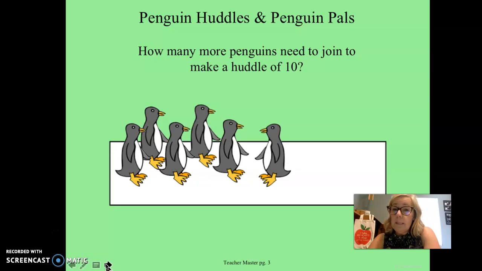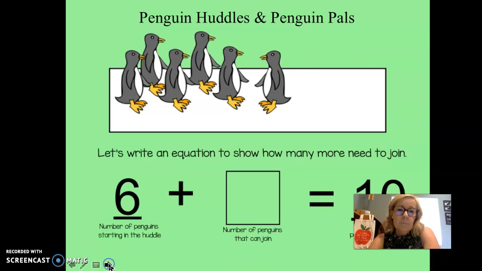How many penguins to make a huddle of 10? How many do we see? 1, 2, 3, 4, 5, 6. How many more to make 10? 7, 8, 9, 10. 6 plus 4 equals 10.